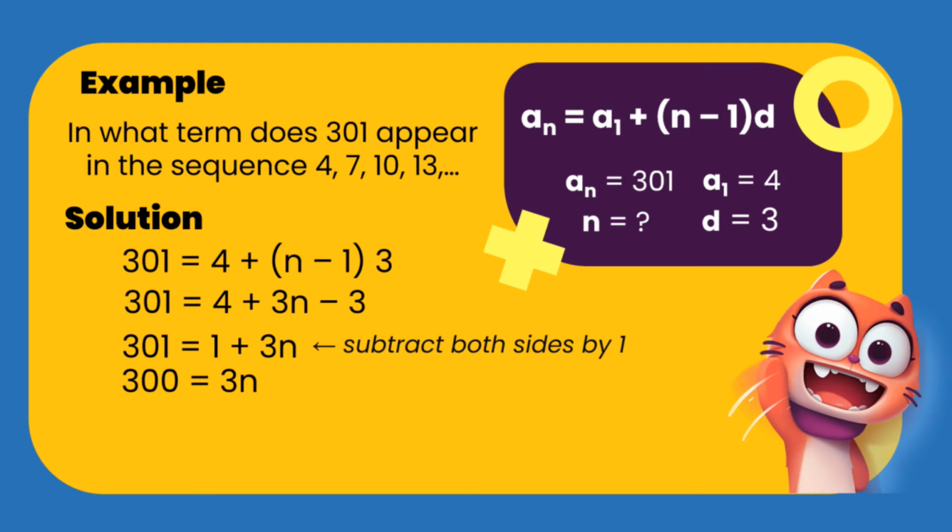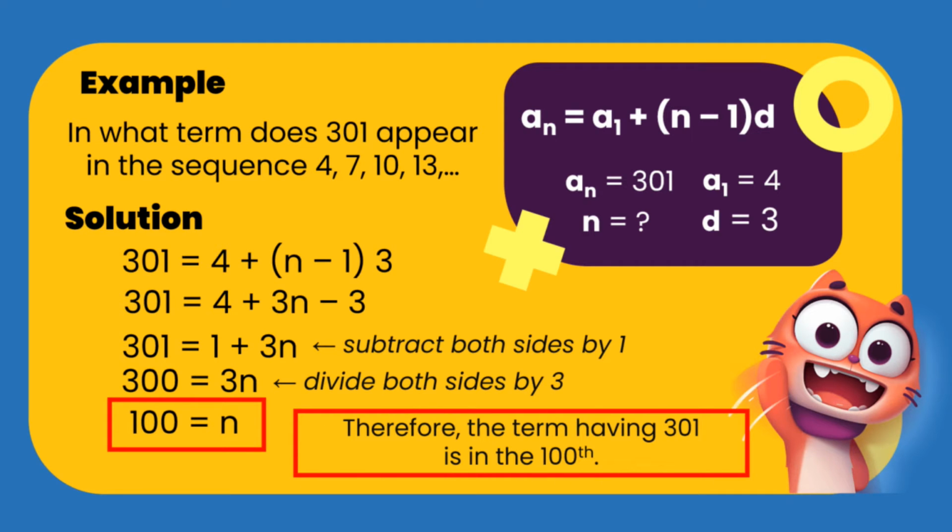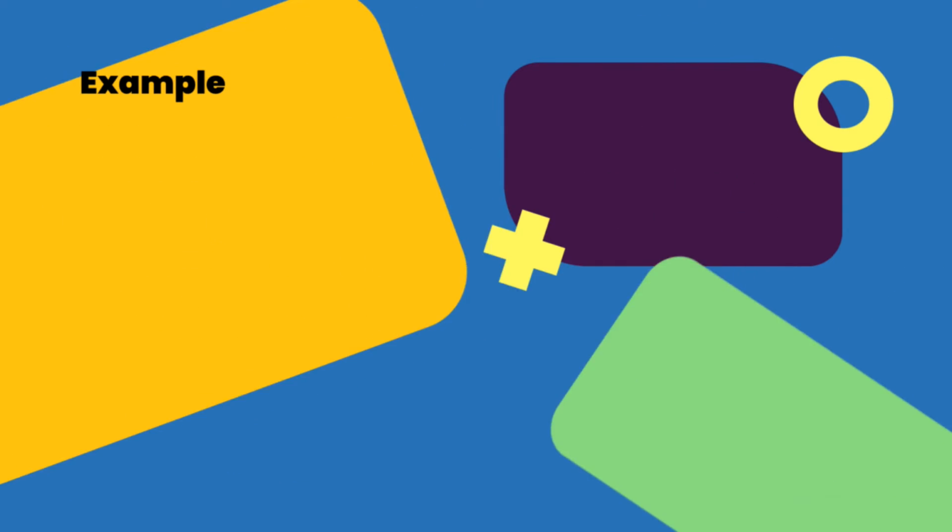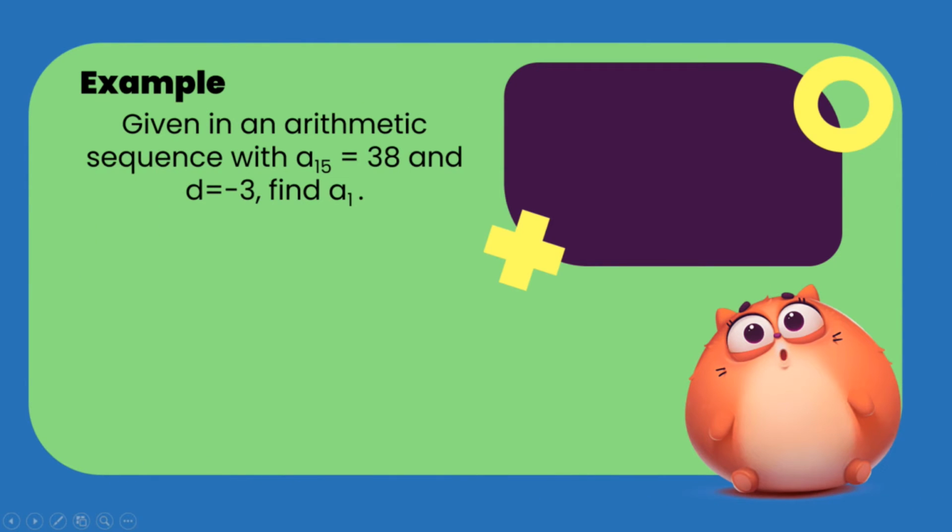300 is equal to 3n. From here, we are going to divide both sides by 3 and it will give us n is equal to 100. Therefore, 301 is in the hundredth term. Another example. Given an arithmetic sequence with a sub 15 equal to 38 and a common difference of negative 3, find a sub 1.